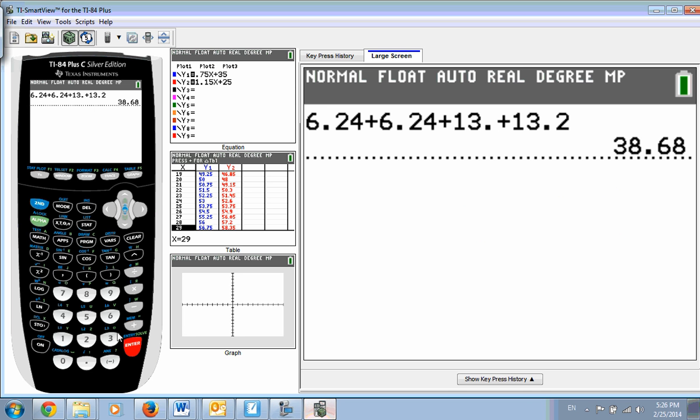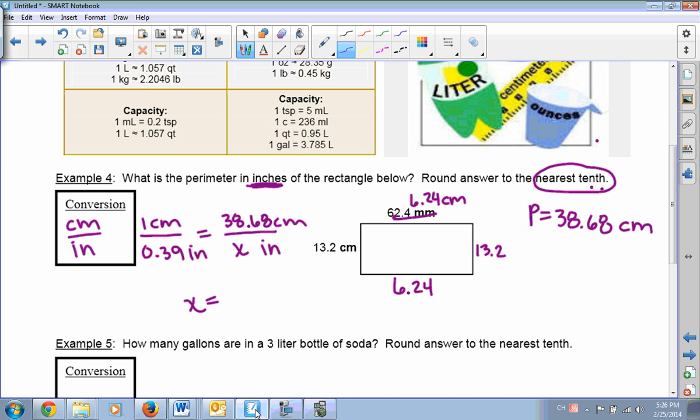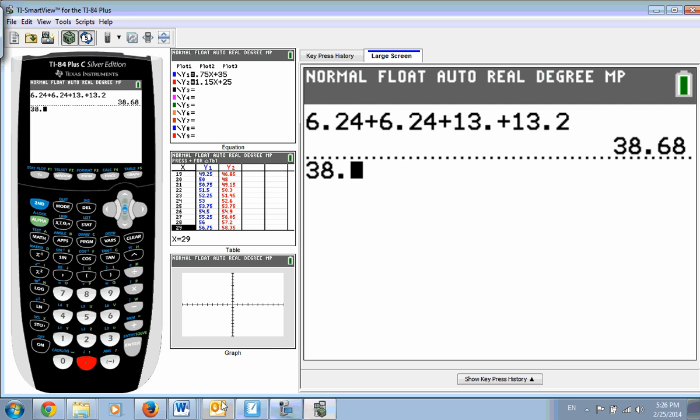Oh, it should have been 38.88. I'm sorry, 38.88 because I left off a 0.2 up here. Anyone catch that? Sorry about that. 38.88 is our perimeter, not 38.68.